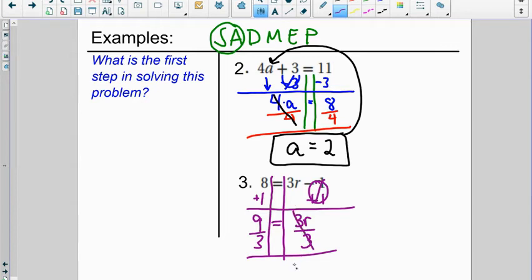3 divided by 3 is 1. 9 divided by 3 is 3. r equals 3 is our solution. Then again, you can always check your answer by plugging in 3 in the place of r in the equation. 3 times 3 is 9, and 9 minus 1 is 8.